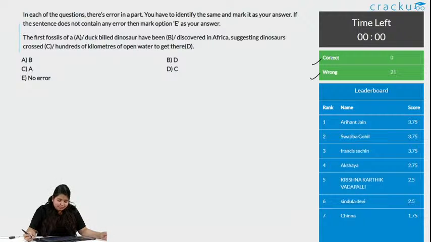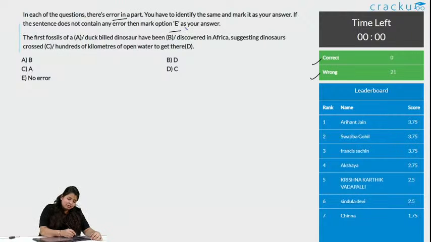Please let me know which part you find to be wrong. Here we do need to find an error, and if we don't find an error, we need to mark option E as our answer. So let us read the sentence first and then we will catch the error.